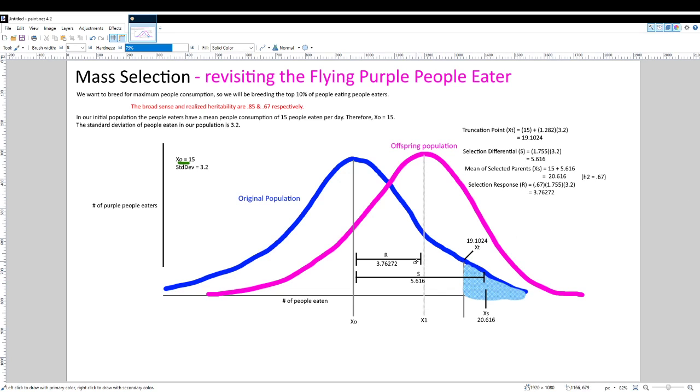Now that we have S, we can move to find the mean of our selected breeders, or our parents here. In order to do that, we take our initial mean value of our population, add 5.616 to it, and we reach 20.616.